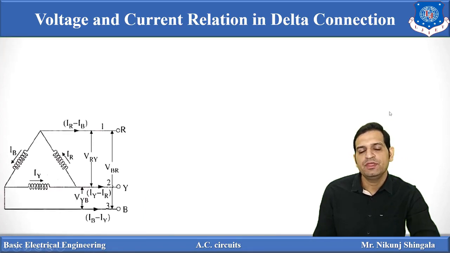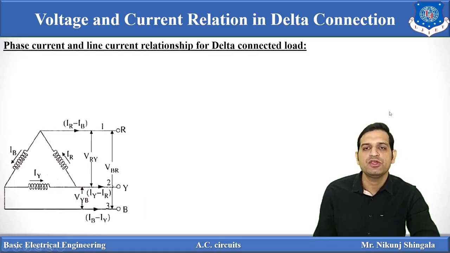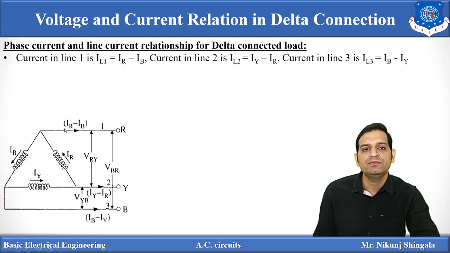Now let us derive the line current and phase current relationship for a delta connected load. So again taking the same circuit diagram. From this circuit, we can say the current in line 1, that is R, is IR minus IB. Similarly, current in line 2 is IY minus IR, and current in line 3, IL3, is equal to IB minus IY.